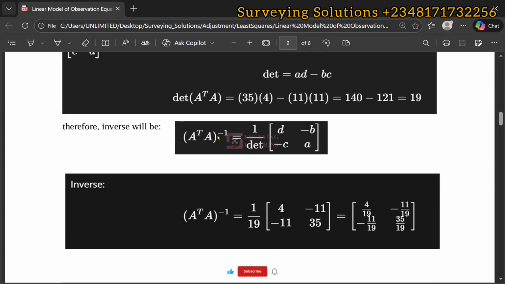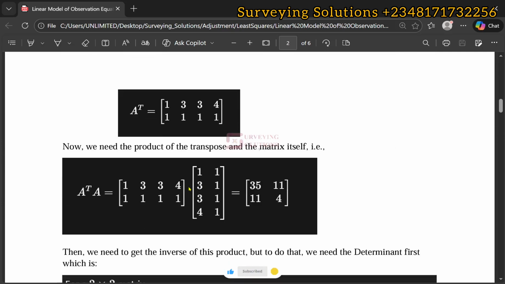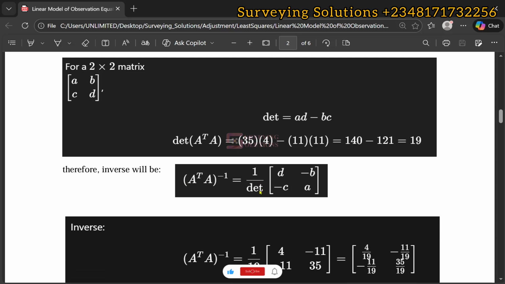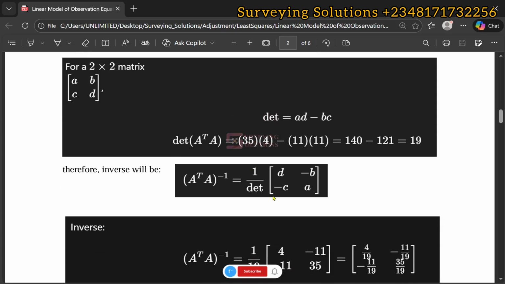Therefore, the inverse, which we are trying to get on this first side of our formula, will now be 1 over the determinant. To get the inverse of a 2 by 2 matrix, having gotten the determinant, you change the positions of A and D, and then you change the signs of what? B and C. Right, good. Which means you take A to where D is, and you take D to where A is, and you change the signs of B and C. So if we go by our matrix here, it simply means bringing 4 here and taking 35 here, and then making this minus 11 and this minus 11. Right, good.